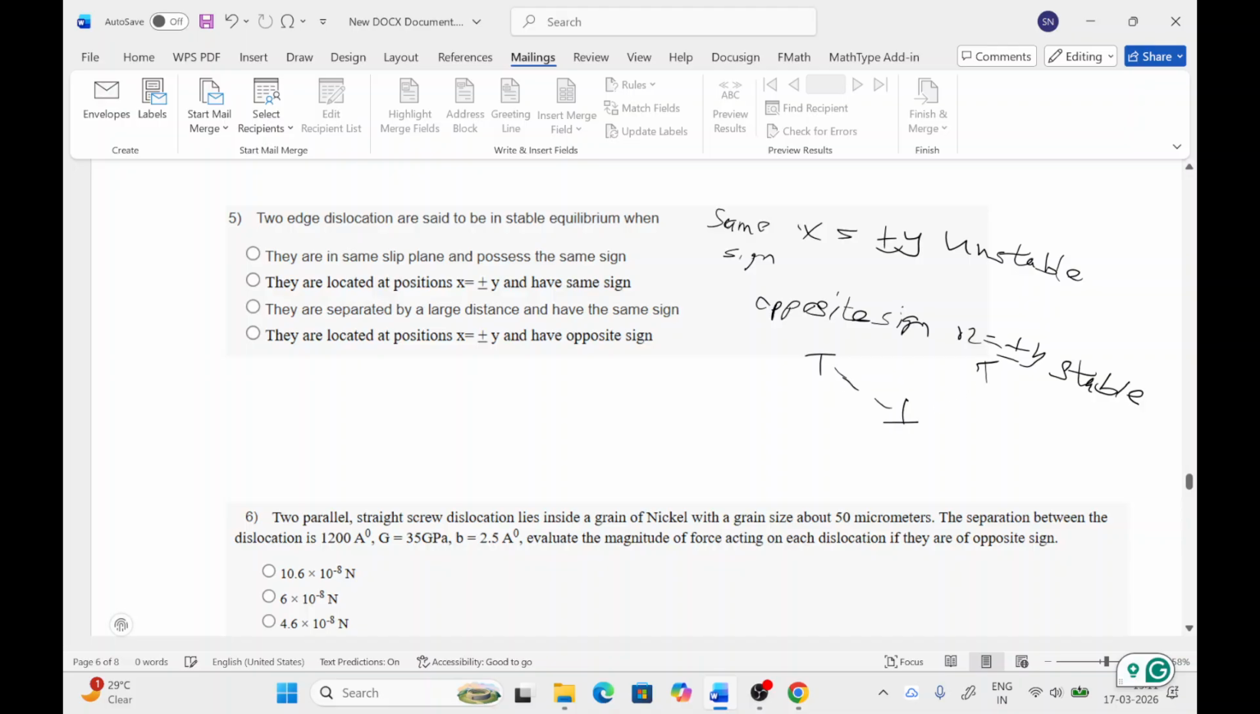So this is the plus y, plus minus x, means x or y equal in all four directions. Means making a 45 degree angle. So the fourth option is correct. They are located at position x equals plus minus y and have opposite sign. So for opposite sign dislocation, the 45-degree angle is the stable condition.